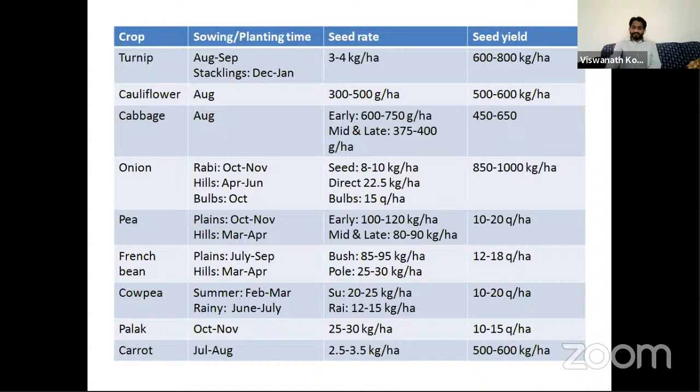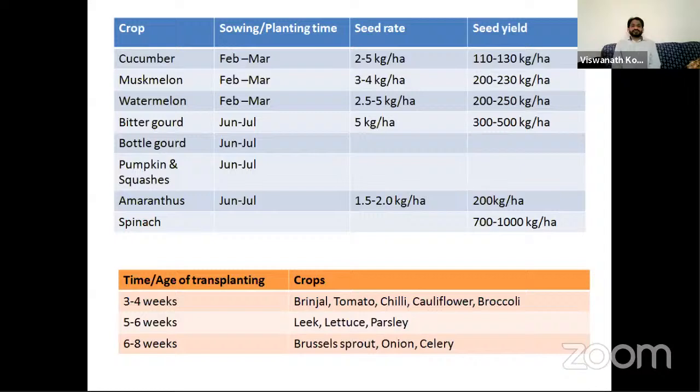And the age of transplanting: 3 to 4 weeks nursery for ginger, tomato, chili, and brinjal; for broccoli, 5 to 6 weeks nursery for leek, lettuce, parsley; and 6 to 8 weeks nursery for Brussels sprout, onion, and celery.